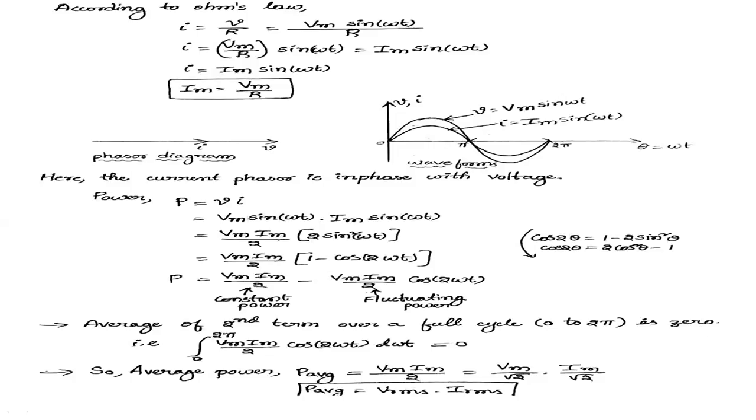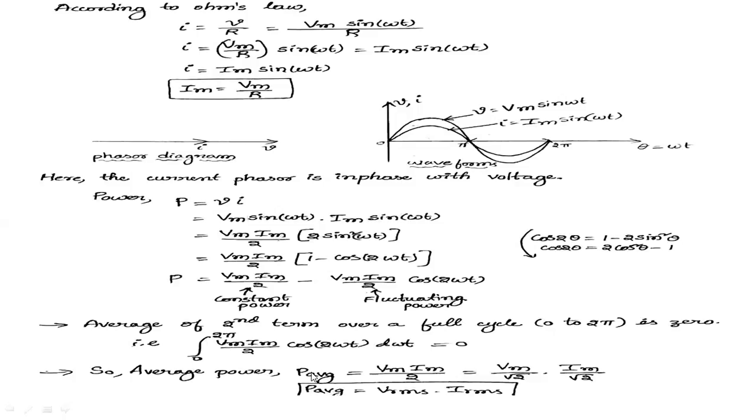Why? Because for a sinusoidal waveform, the positive half cycle and the negative half cycle are the same. There is no phase difference here. That is, the integral from 0 to 2 pi of Vm Im by 2 cos 2 omega t d omega t equals 0.